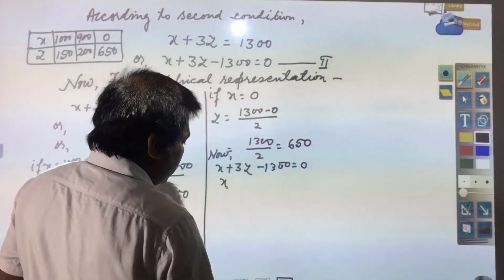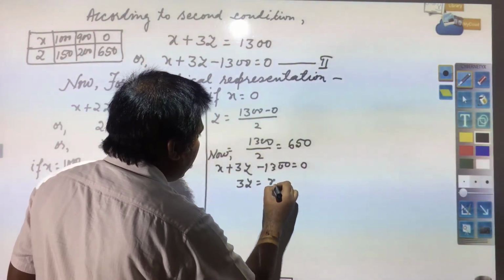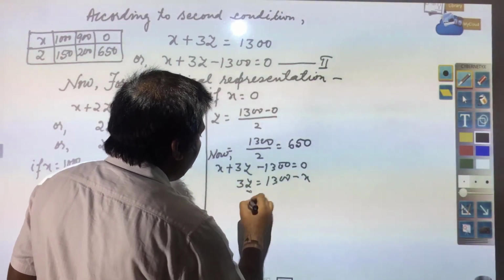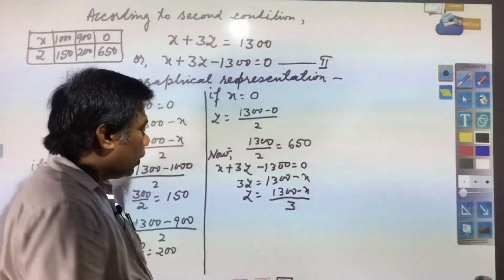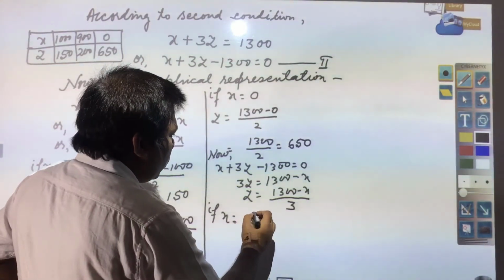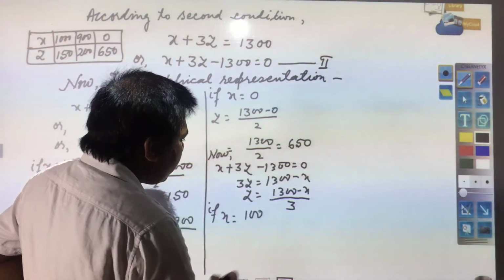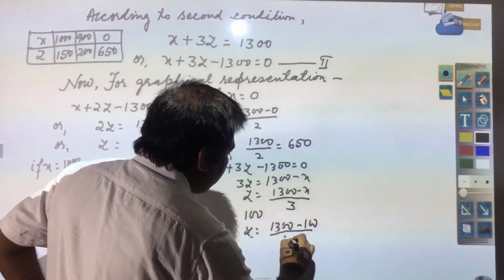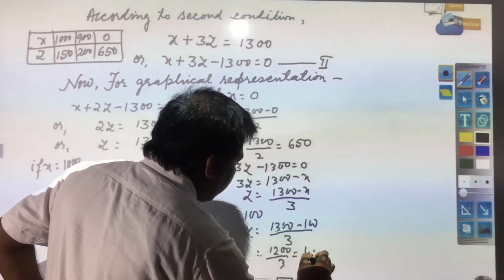So, x, here you will write 3y will be equal to 1300 minus x, and y will be (1300 minus x) by 3. Now, here you see, if x will be equal to, suppose, 100, then y will be (1300 minus 100) by 3, it means 1200 by 3 and this will be 400.